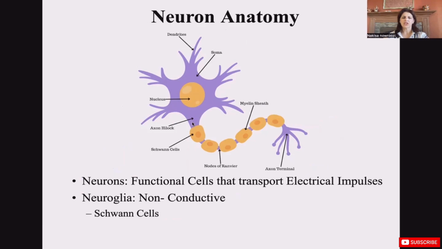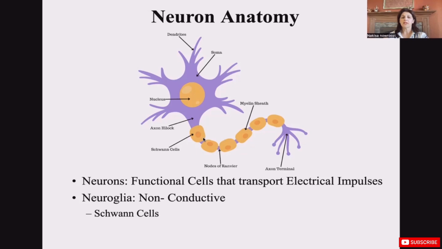This point of connection to this long extension, which is called axon, this is the axon. This part is called axon hillock. And you have Schwann cells that deposit this myelin sheath around the axon, and where you don't have myelin sheath, it's called nodes of Ranvier.